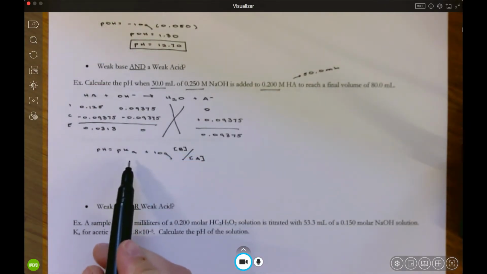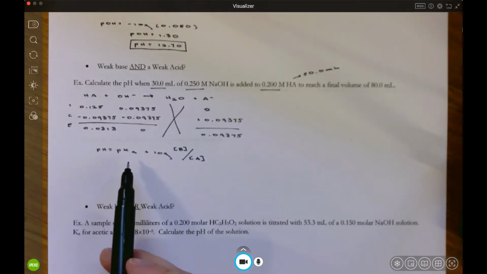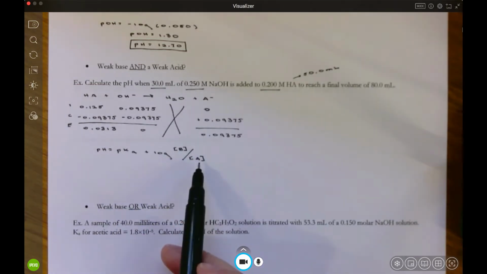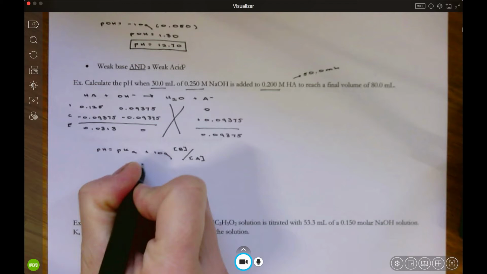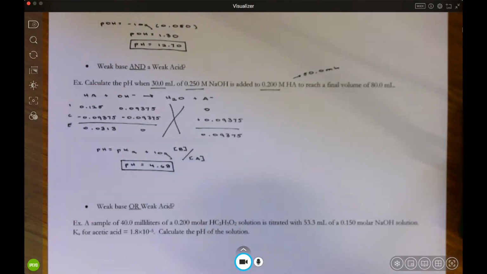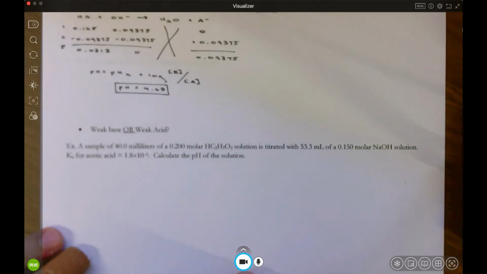My Ka for this problem, I think it was given to you in the problem. I'm sorry, I didn't write it down. But we know that the concentration of the base is 0.09375. The concentration of the acid is 0.0313. And so you can just plug it in there, and I get 4.68. So that was from a quiz question, an old AP question. Okay, all right, well, what if instead I don't have a weak base and a weak acid? So let's say, for example, I end up with just a weak base.